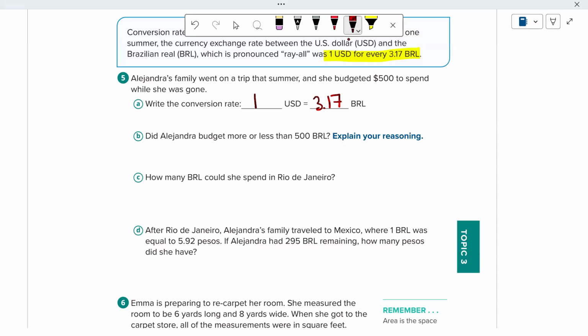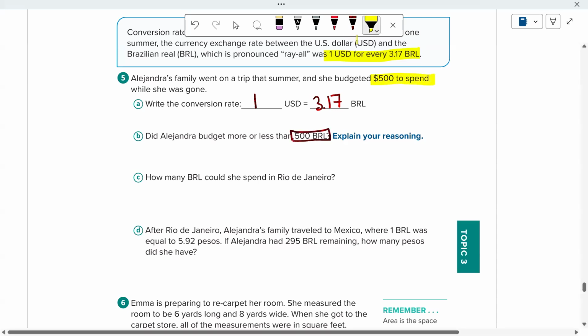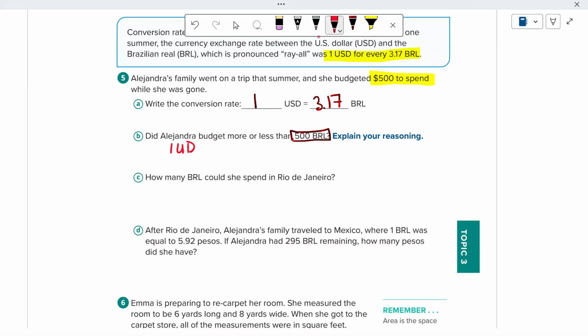Did Alejandra budget more or less than 500 BRL? Well, let's look at what she budgeted. She budgeted $500 US dollars. So we can set this as a proportion. 1 US dollar is equal to 3.17 BRL. We're trying to have $500. And I want to know how much BRL. Once again, you can do scaling up, scaling down, times 500, or do the division. It is up to you how you want to do this.